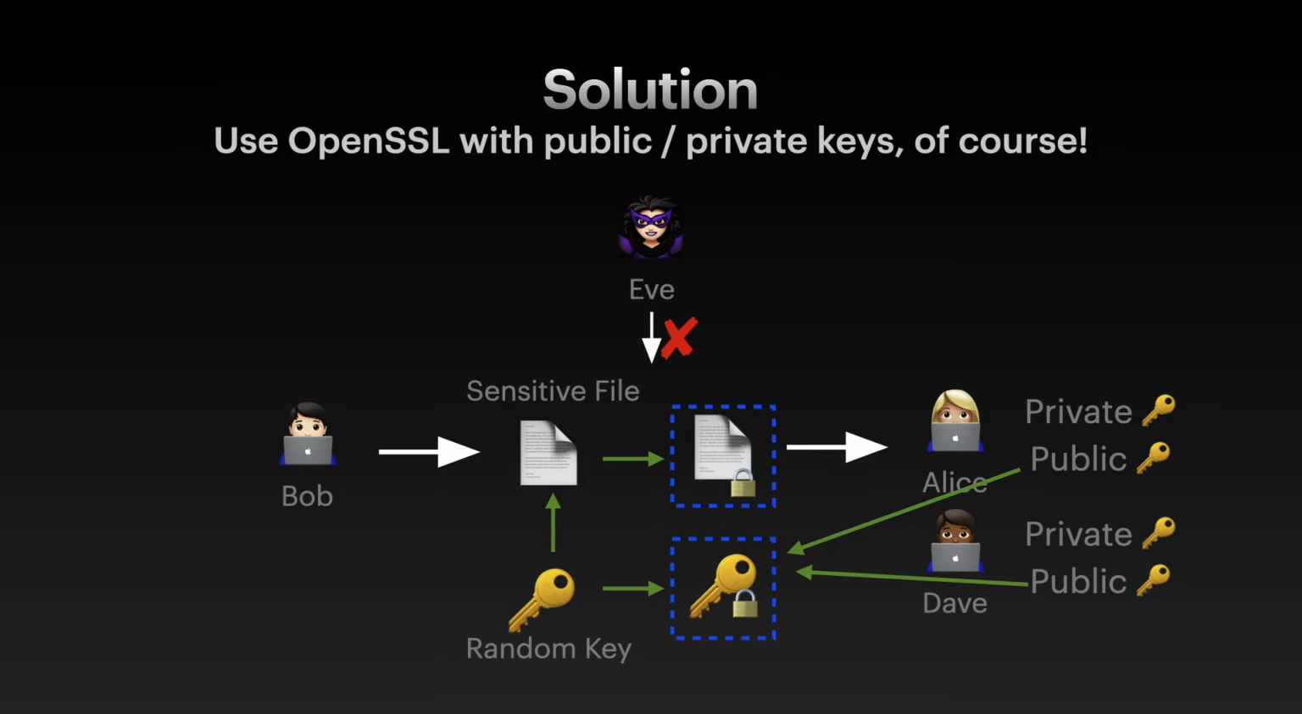What we're going to do is generate a random key, encrypt the sensitive file with that random key, then encrypt the random key with the public keys from Alice and Dave. Then we're going to share those files with Alice and Dave, and they'll be able to unlock it and read the sensitive file.